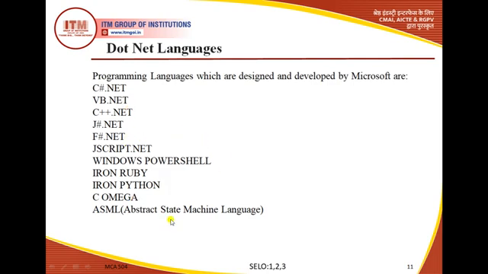11 languages were developed by Microsoft. The remaining are the non-Microsoft languages, but still they can be made to run on the .NET framework or the .NET platform. It means they are capable of running on the .NET framework or .NET platform.